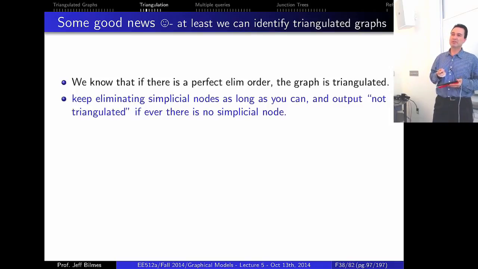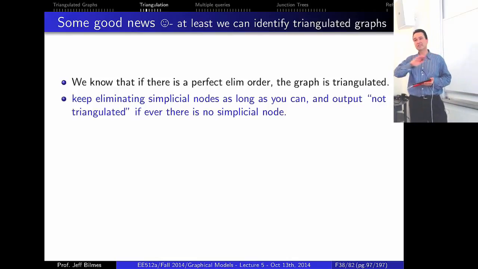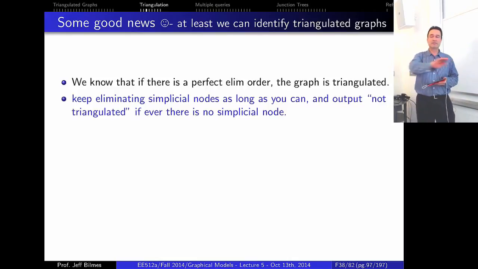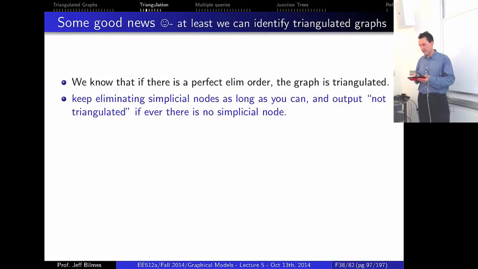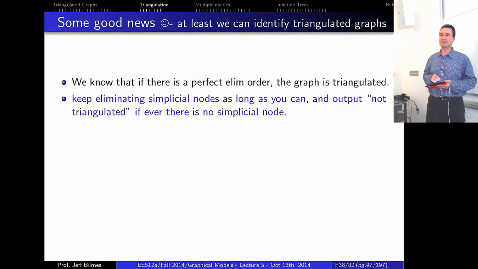Like, for example, this problem of finding the maximum clique in a graph. We said that if the graph is triangulated, we can actually find that. So maybe we could just keep trying to identify simplicial nodes, and if we find simplicial nodes and eliminate them all throughout the entire graph, then we are assured that we have found the maximum clique in the graph, and also that the graph is triangulated. And if we ever encounter a non-simplicial node, then we know that the graph is not triangulated.